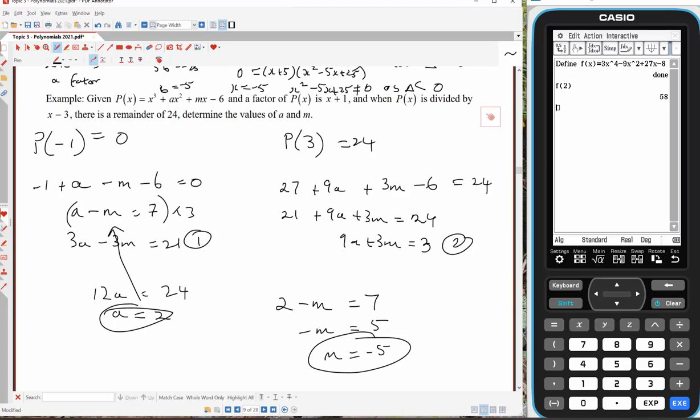All right, let's just quickly try that out on the calc. So I'm going to run a define f of x equals x cubed plus 2x squared take 5x take 6. So I've just put the value of a there. Okay, if I do f of negative 1, the answer should be 0 if I'm correct, and it is. If I do f of 3, the answer should be 24 if I'm correct. Bingo.